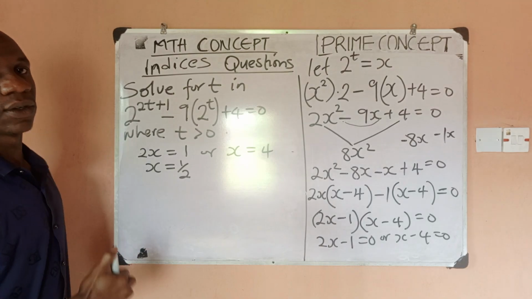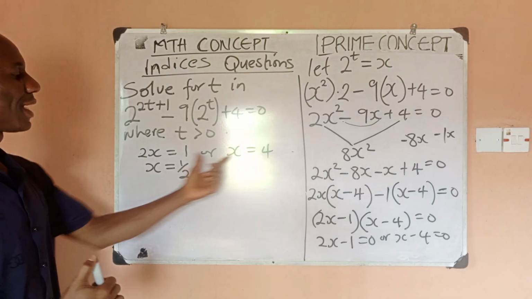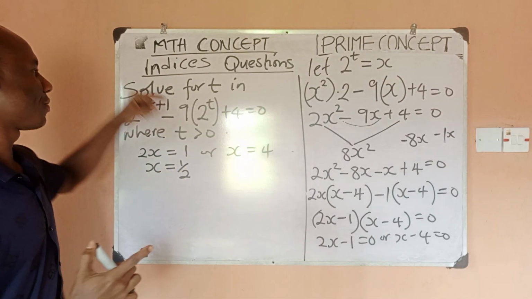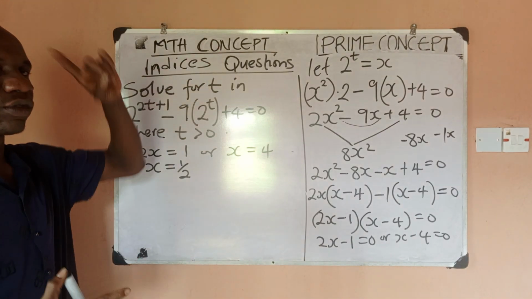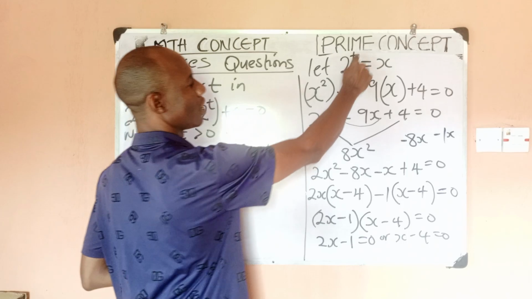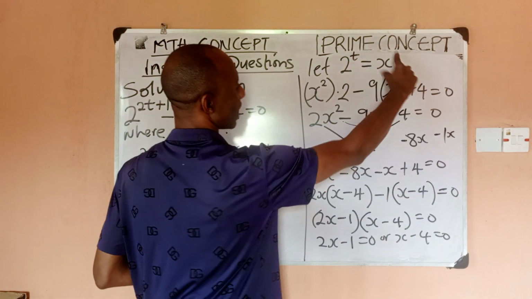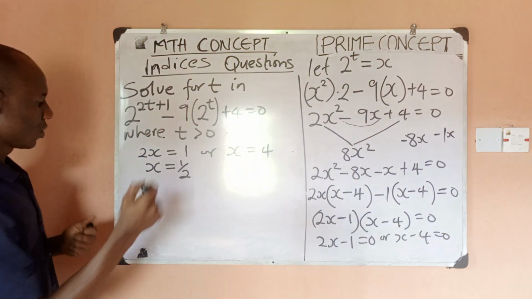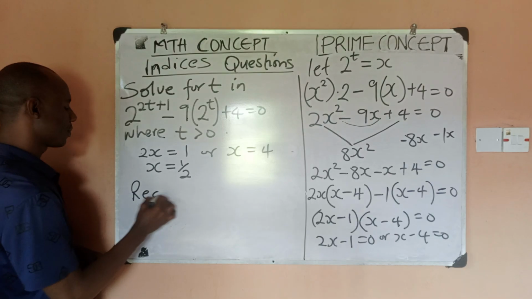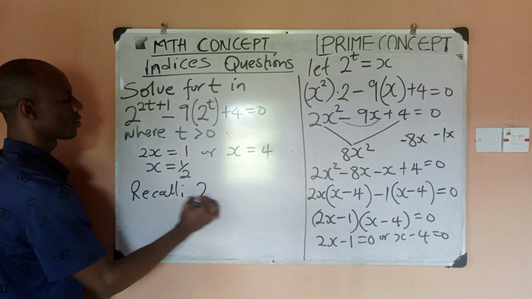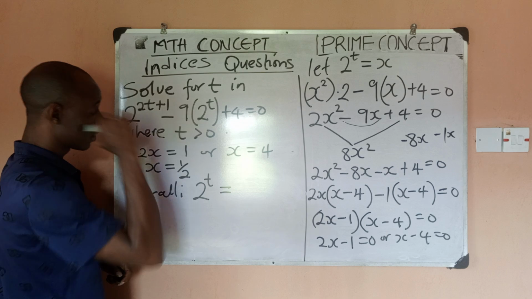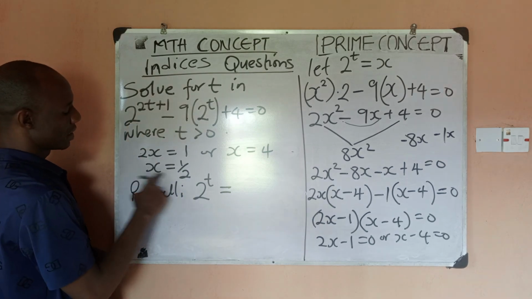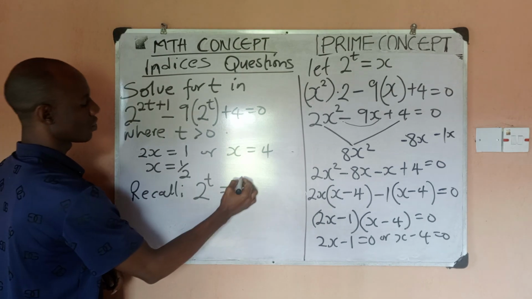Now, remember, this is not what we're looking for. The question did not say we should find x. The question asked us to solve for t. So we're trying to find t. But you recall that we said 2 raised to power t is x. So from here, I can get back my t. So I'll go back. You recall that 2 raised to power t from there is equal to x. So what is my first value for x? My first value for x is 1 over 2. So I'll say 1 over 2.